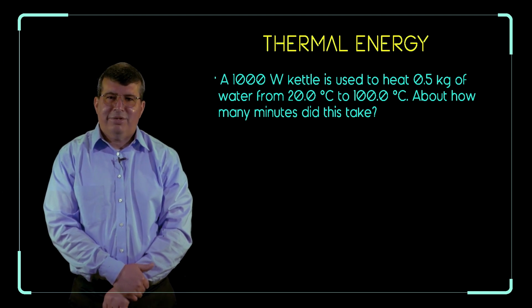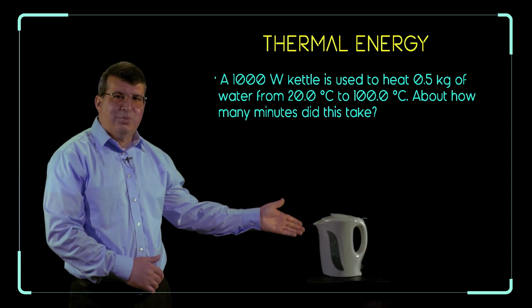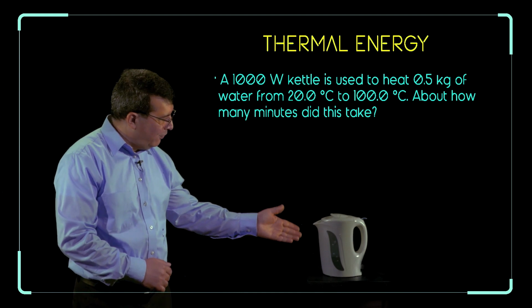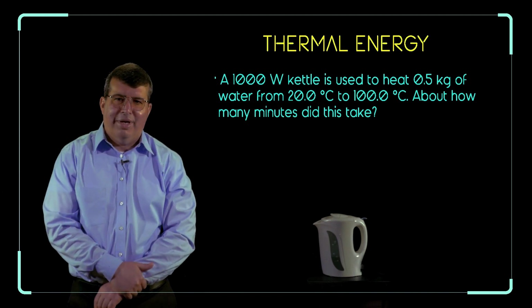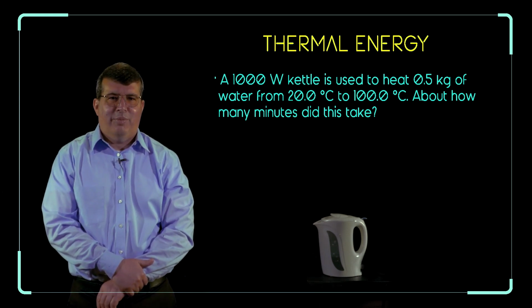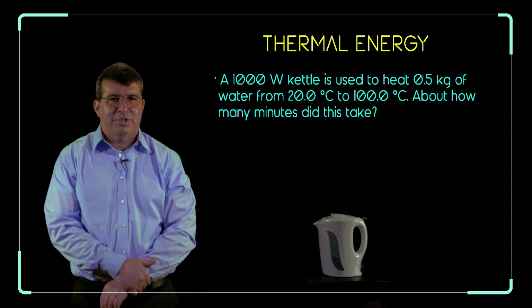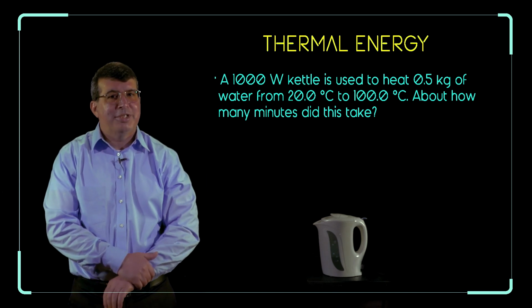Now this is actually a question and an answer that we're going to test using this 1,000 watt kettle, which is filled with a half of a kilogram of water. A half a kilogram of water is a half a liter of water, and that's what I put in. And that water is currently at room temperature, which is 20 degrees C, and we're going to heat it to 100 degrees C. So first, let's make our prediction.